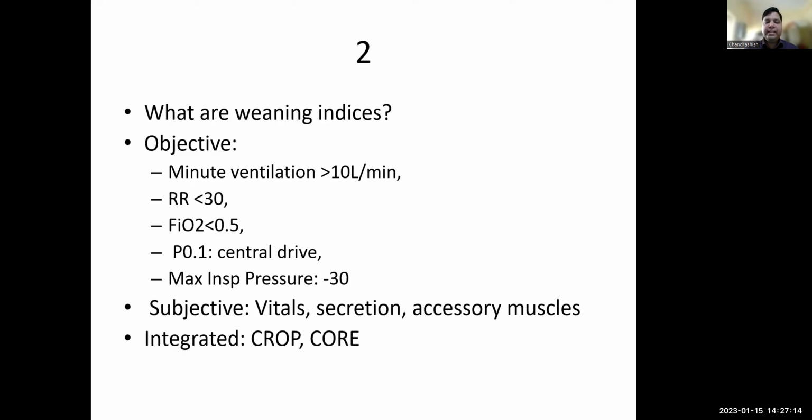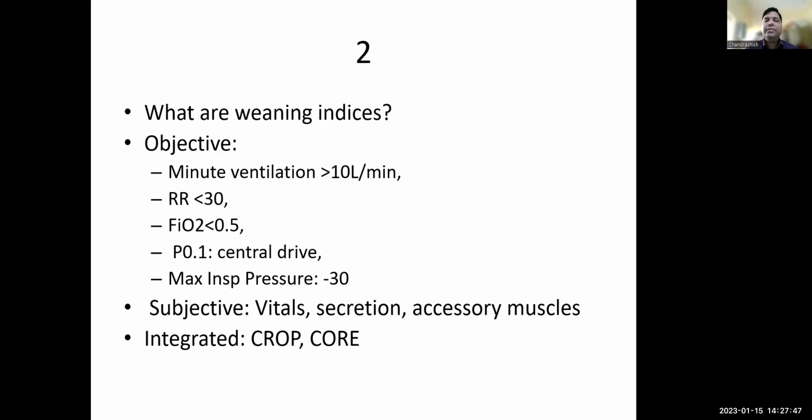If you find a lot of accessory muscles are working, the patient is visibly getting increased work of breathing, tachypneic, increased secretions in the tube, these are all subjective indications which should be picked up by the bedside nurse or the bedside technician or the bedside physician to decide that this weaning trial is not going to succeed. What are some of the objective measures that you can see before you start weaning somebody?